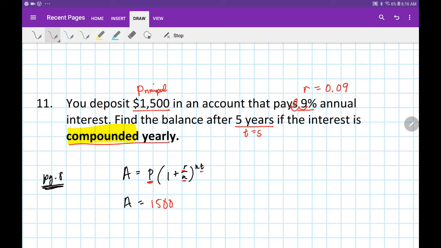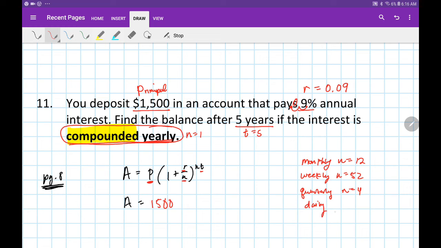And finally, I need n. N represents the number of times you compound per year. If I'm compounding yearly, that means once per year. That means that n equals 1, since I'm compounding 1 time per year. If it had said compounding monthly, then n would be 12 times per year. If it was weekly, n would be 52. If it was quarterly, n is 4, and so on. Oh, one more. If it's daily, then n equals 365, because I'm compounding 365 times per year, once every day.